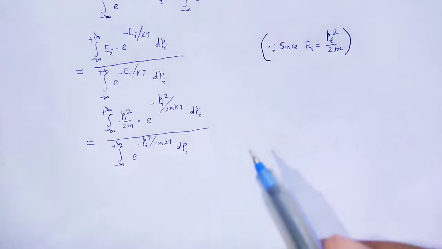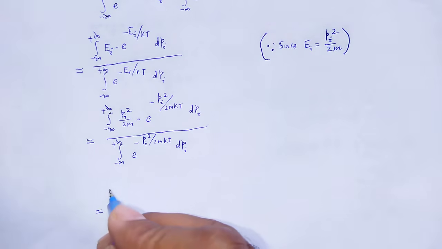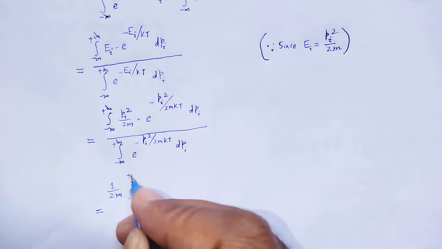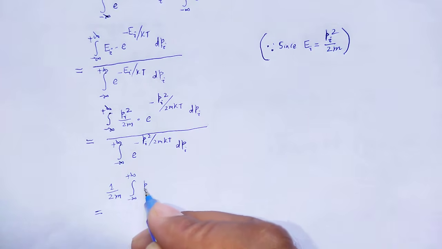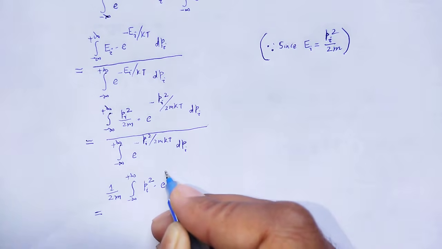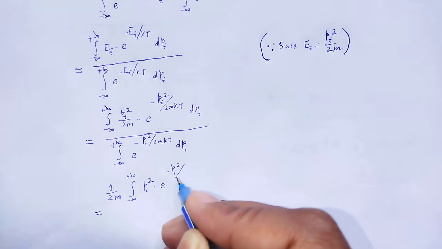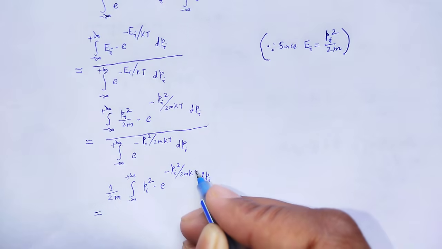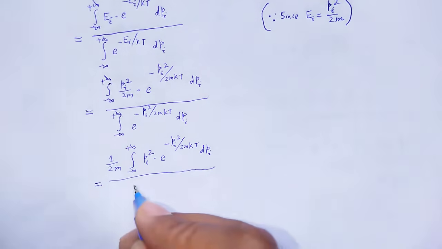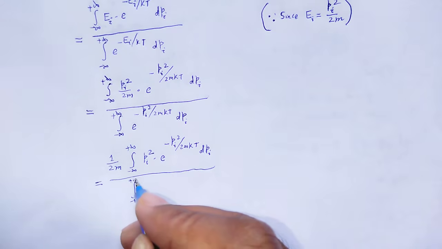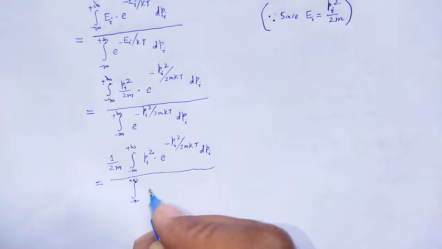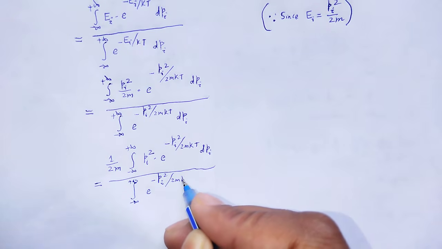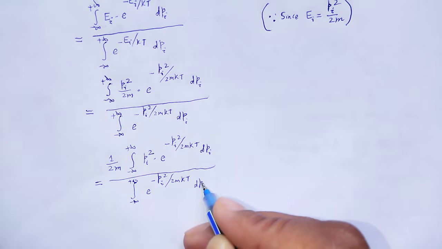Taking 1 by 2m as constant, that is outside 1 by 2m, integration over minus infinity to plus infinity pi square into e to the power minus pi square divided by 2m kt with respect to dpi whole divided by integration over minus infinity to plus infinity e to the power minus pi square divided by 2m kt dpi.